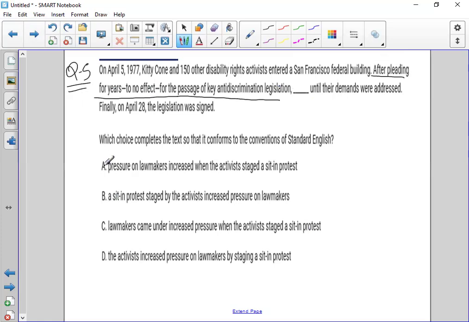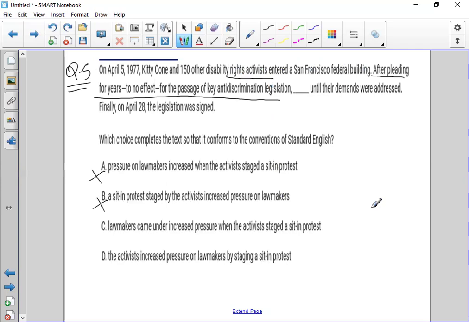So now we can look at the options. Pressure cannot plead. Pressure is a non-living thing, so it is wrong. Then a sit-in protest. Again, a sit-in protest cannot plead. Now option C, lawmakers, and option D, the activists. Both of them can plead, but here we need to understand the context. Kitty Cohn and 150 other disability rights activists entered a San Francisco federal building. So here we are talking about these activists. It makes sense that the activists were pleading because they were the ones who had entered the building.